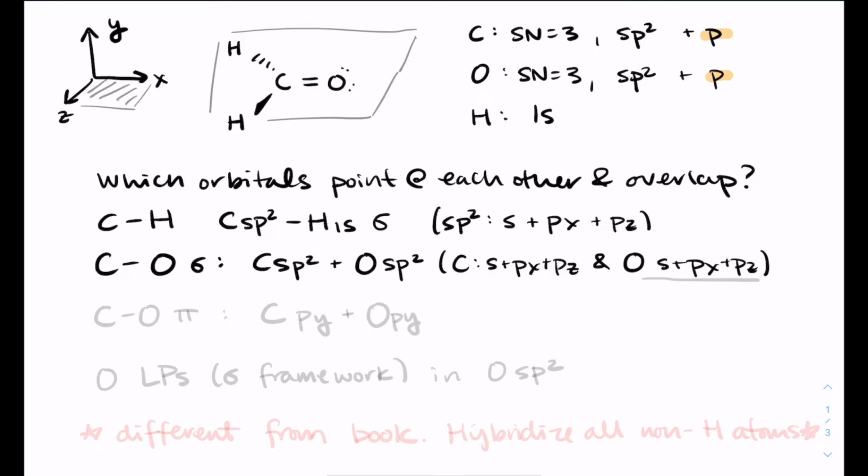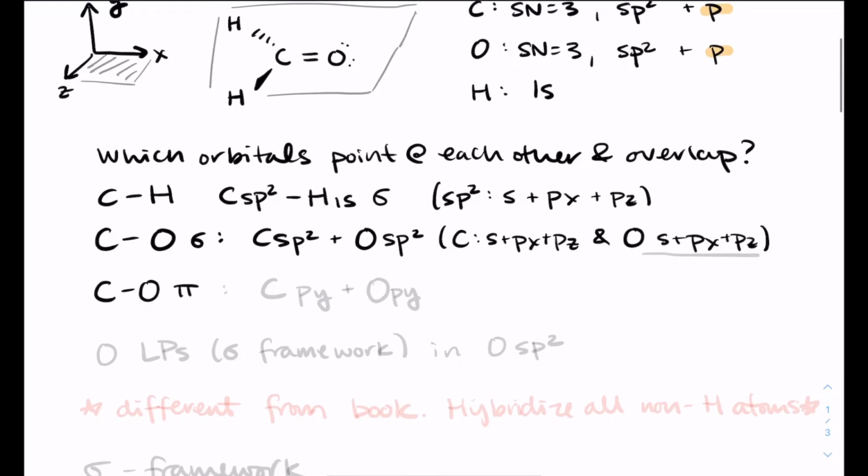On carbon and oxygen, I have a double bond. So I have 1 sigma bond and 1 pi bond. My sigma bond has to be orbitals that point at each other. So because of what the hybrids look like, the hybrid orbital is going to overlap with the other hybrid orbital. So that's a carbon sp2 and an oxygen sp2. I already know my carbon sp2s are made with s, px, and pz. My oxygen sp2s have to have at least some component that makes it overlap.